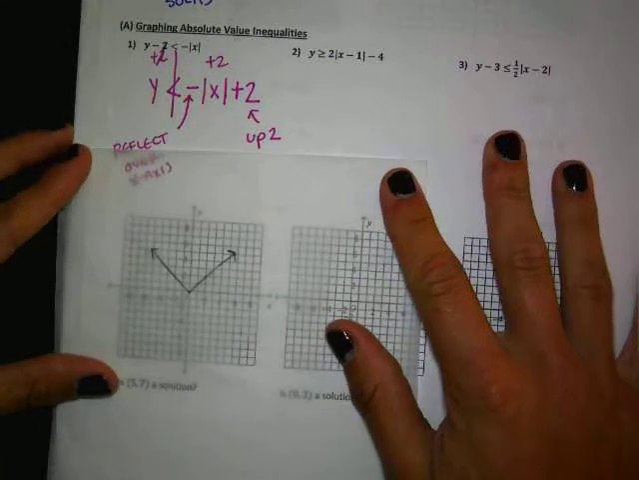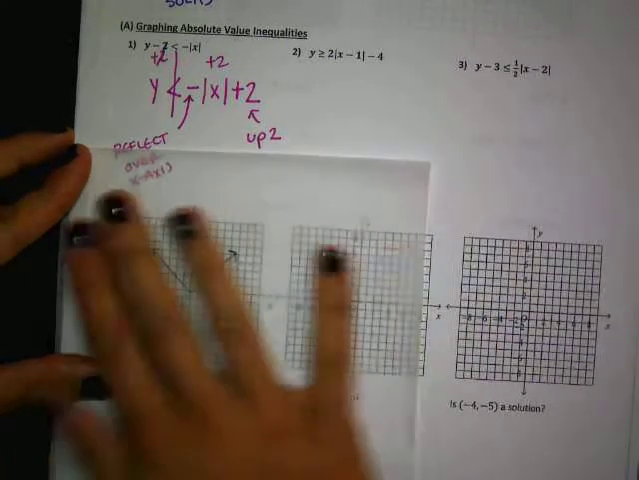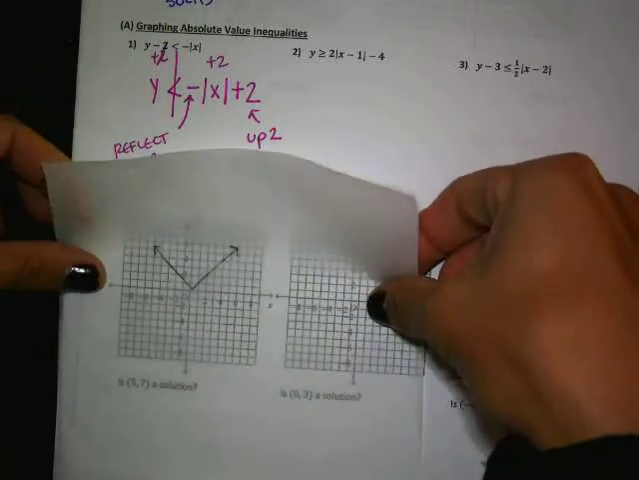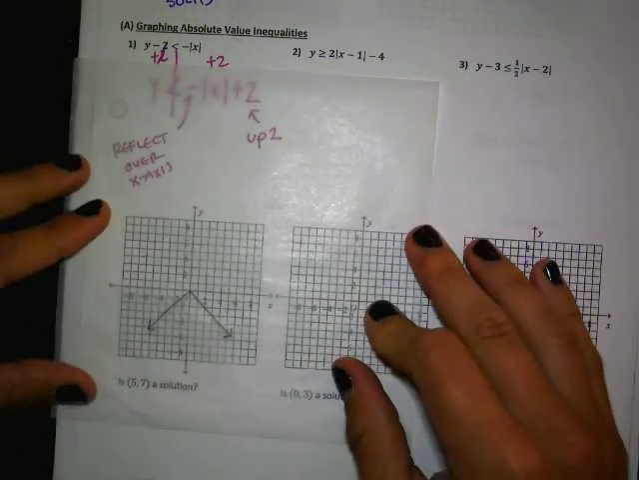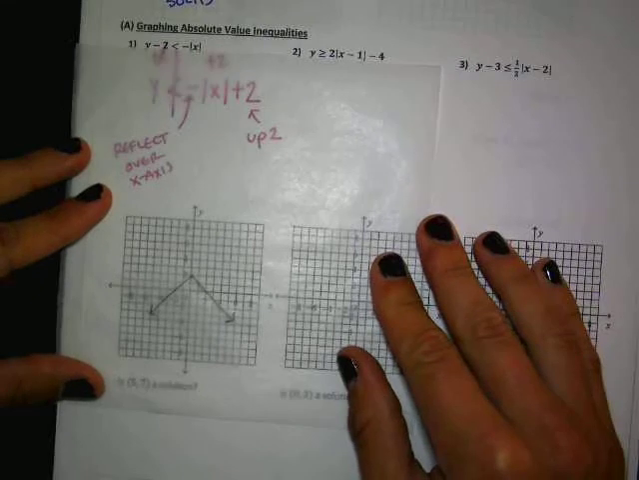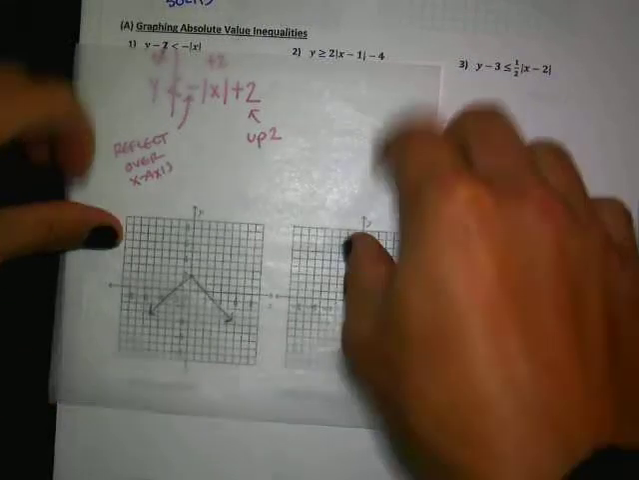So here's my parent function, right? I know that my graph is going to reflect over the x, so I'm going to flip it over the x-axis, and it's going to go up 2. So that is what it should look like.